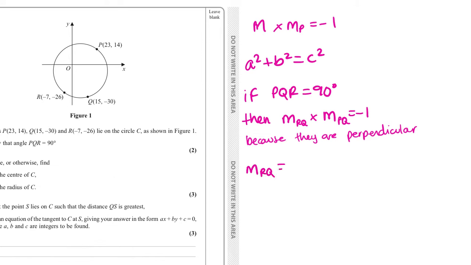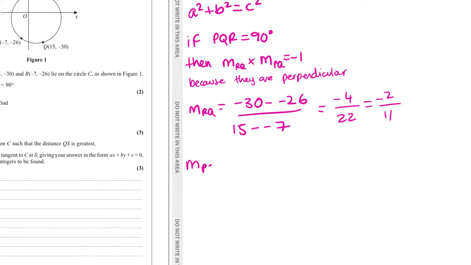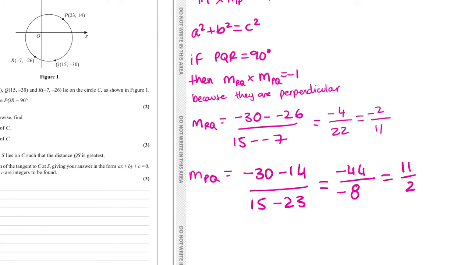Okay, so let's have a look at the gradient of RQ. What is the gradient of RQ? So minus 13 minus minus 26 over 15 minus minus 7. What do we get? Minus 4 over 22, which equals negative 2 over 11. Okay, what is the gradient of PQ? Okay, so you're going to have minus 13 minus 14 over 15 minus 23. What do we get? Minus 44 over, what's 15 minus 23? 8? Negative 8, which is going to give me positive 11 over 2.